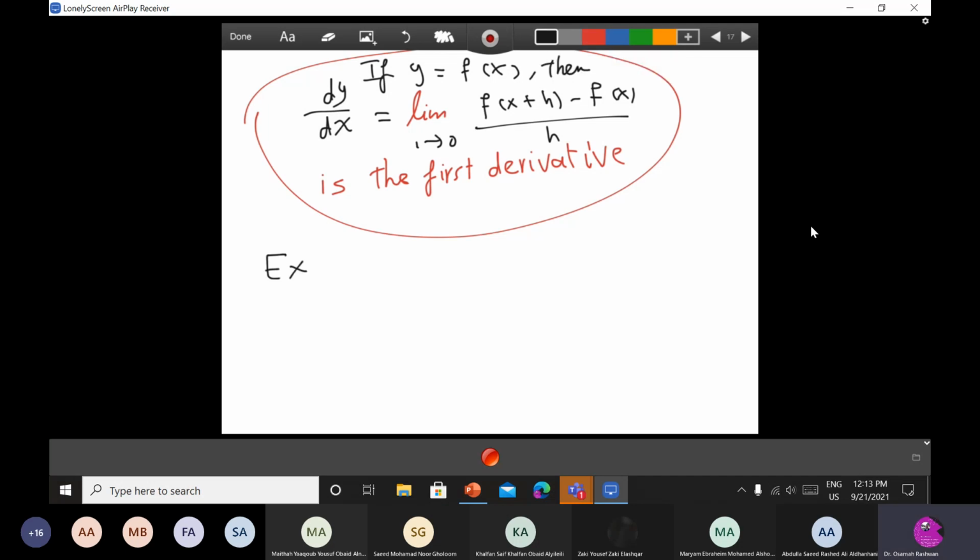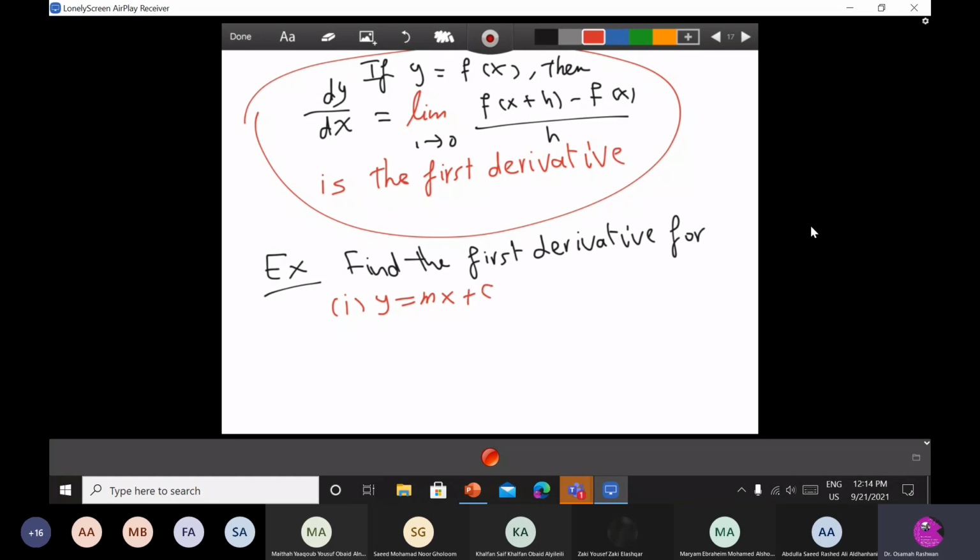I will just give you an example here. Find the first derivative for y equal to mx plus c, y equal to c, and y equal to x square, using the definition. So let's go for the first one.